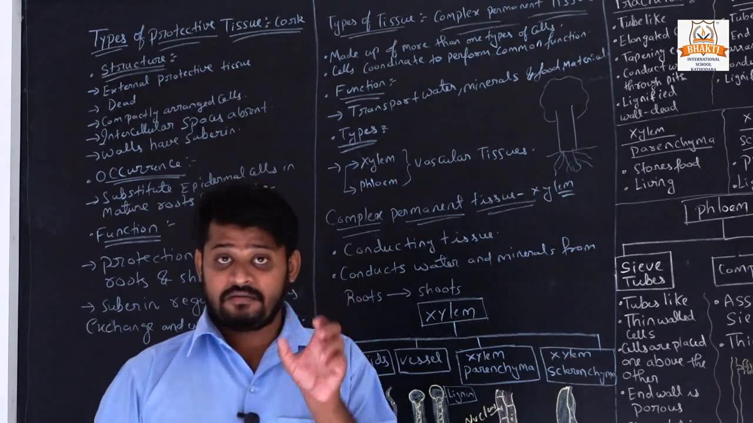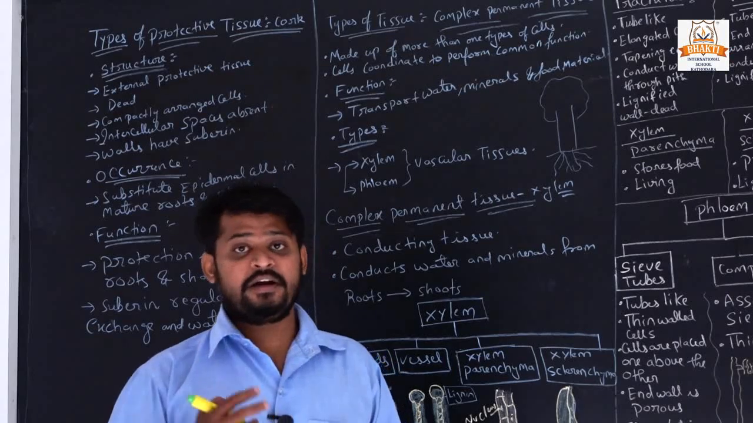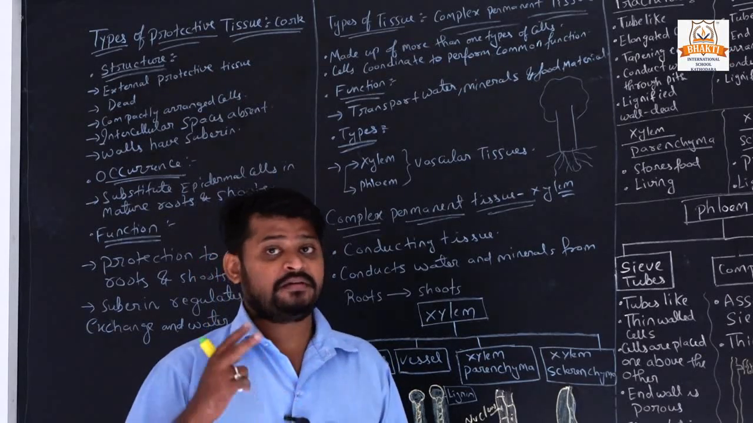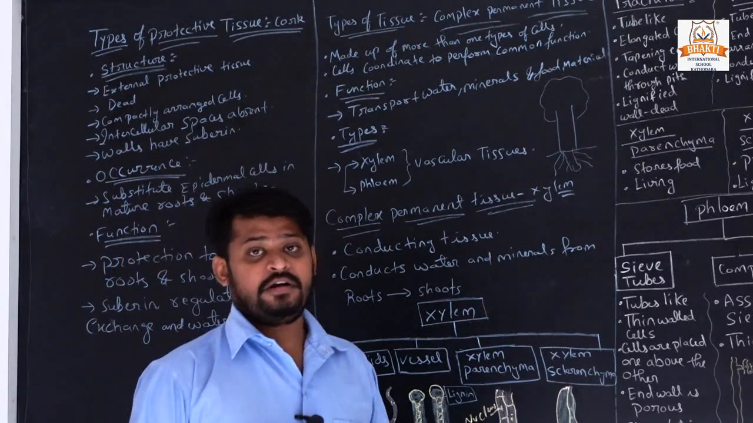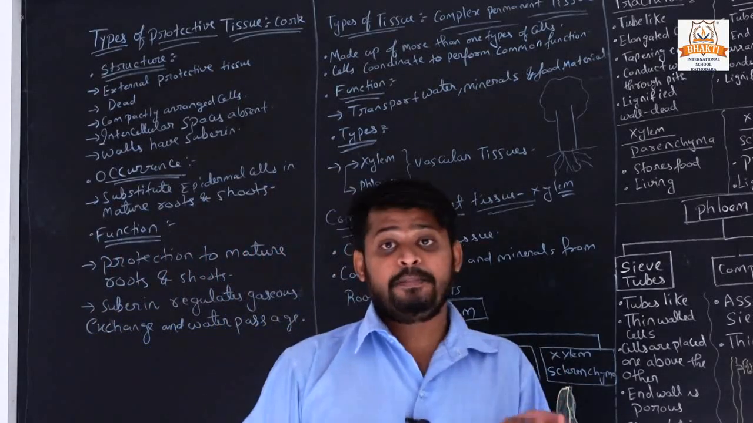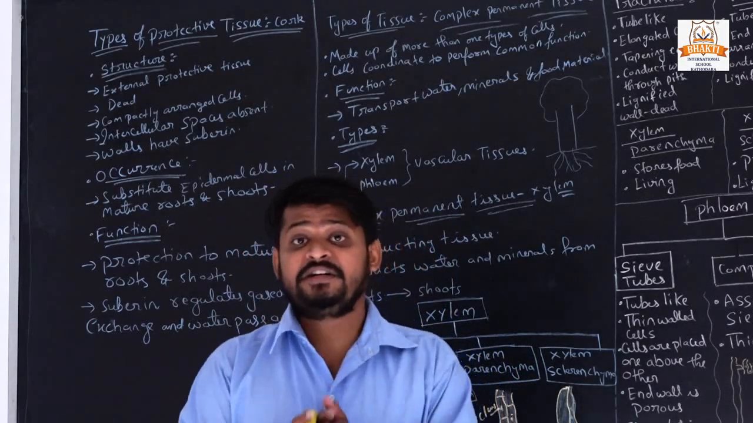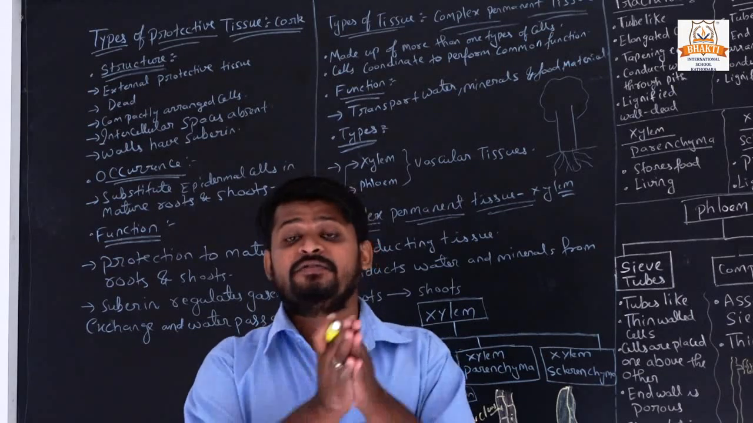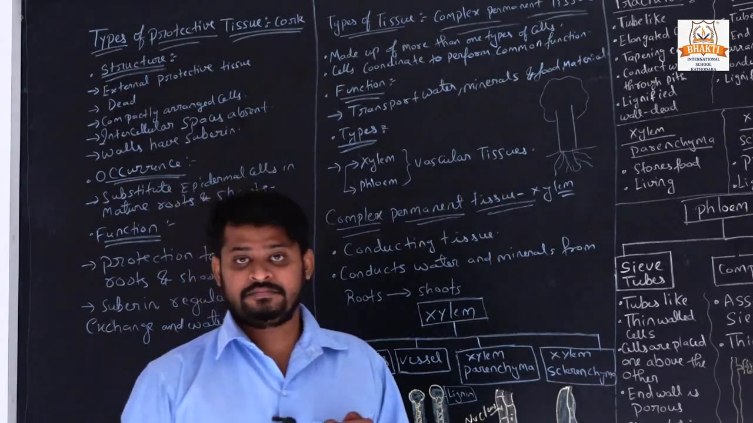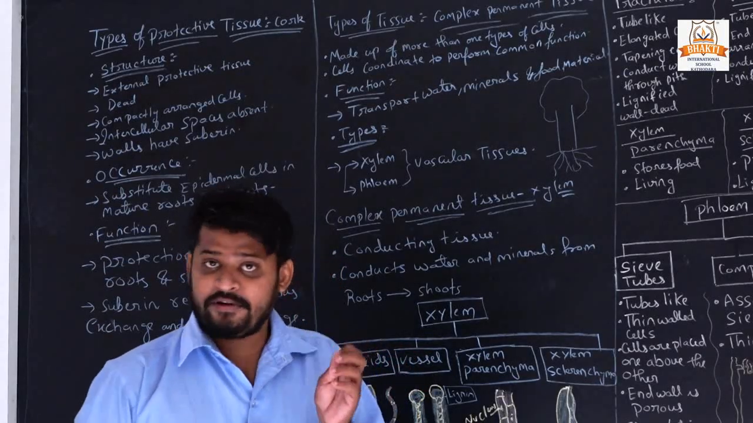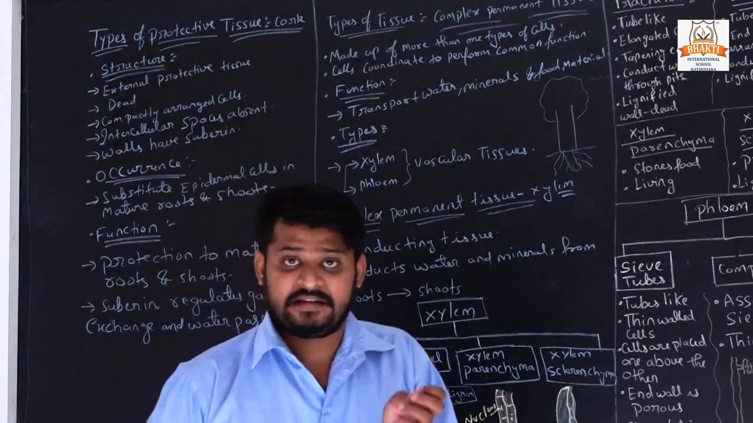In that we covered simple tissue. In permanent tissue there are two types, simple tissue and complex tissue. We already studied simple tissue in our previous video, and a new type, a special tissue, that is protective tissue, which we also covered in our previous video. There are two types of protective tissue: one is epidermis and the second is cork.